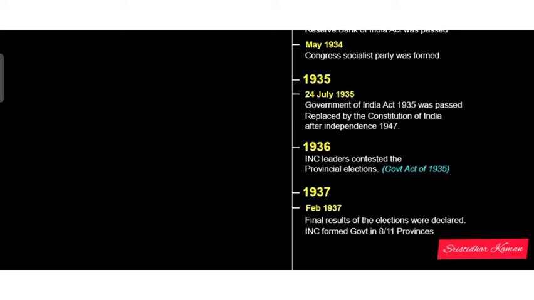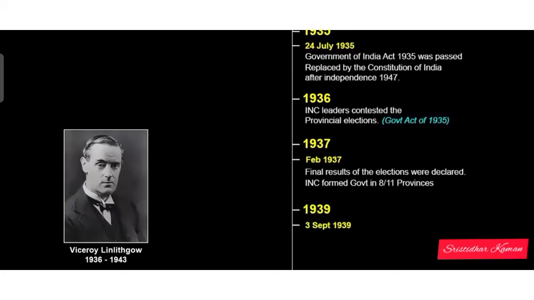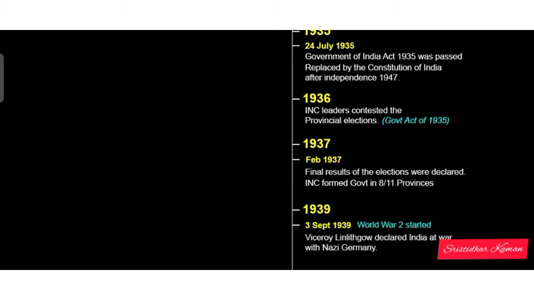The Muslim League started attacking the Congress regarding its insensitivity towards Muslim culture. Viceroy Linlithgow declared India at war with Nazi Germany on 3rd September 1939. As you know, the Second World War started in September 1939. The British government, without consulting the Indian leaders who were just elected in the previous election, declared India at war with Nazi Germany.